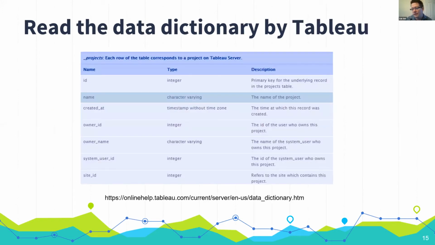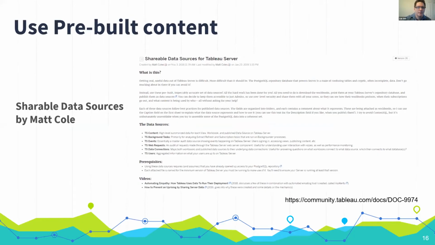Another thing that's important if you want to go further is to read the data dictionary. Tableau has done a good job of documenting all of the fields, the relationships, the tables, and everything like that here. So you can find that at the link below, all the information about that specific data dictionary for the repository. And also you can use some pre-built content.